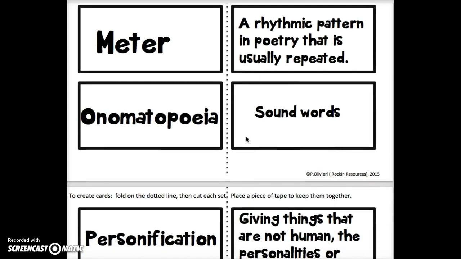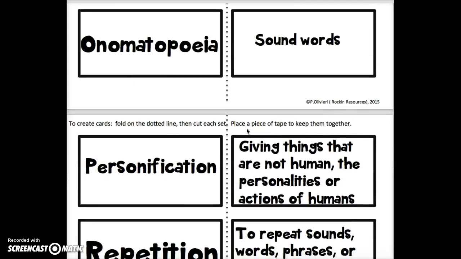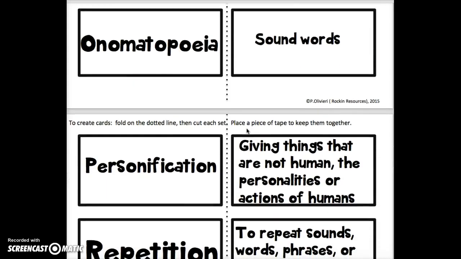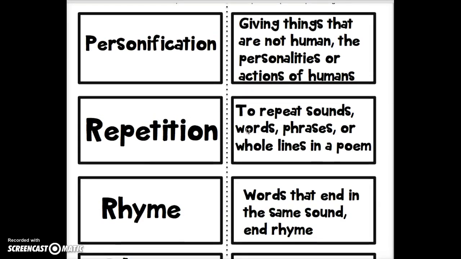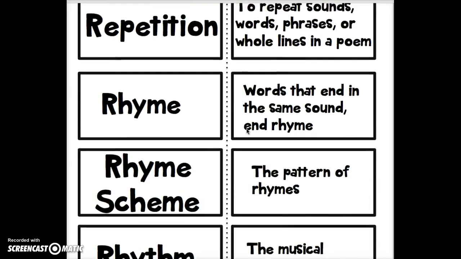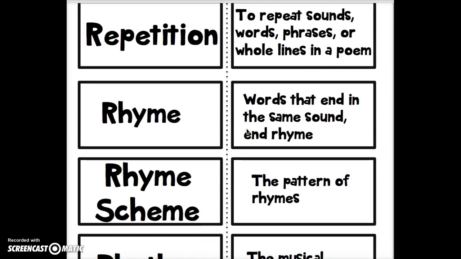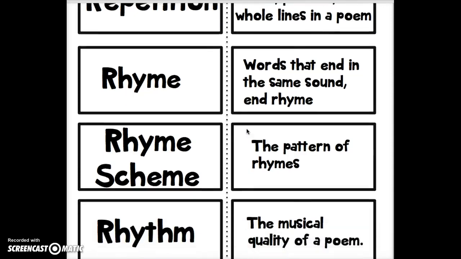Meter, which is the rhythmic pattern in poetry. It's usually repeated. This one you can leave out if you would prefer. Onomatopoeia, which are sound words like bam, crash, bang. Personification, which is when we give things that are not human the personalities or actions of humans. So the cranky car, for example. Repetition, so sounds or words or phrases or even whole lines in the poem may be repeated.